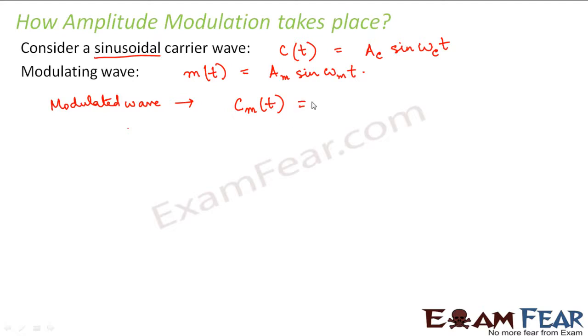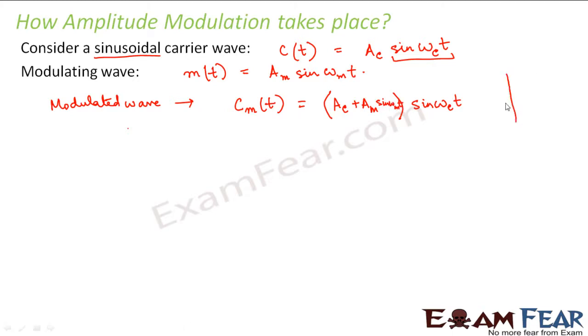So this will be equal to, what will happen? What will change in the carrier wave? Only the amplitude part will change. The remaining part will remain the same. So let us keep the remaining part the same. What will happen to the amplitude part? The amplitude part will change as per this wave. So the amplitude will become AC plus AM sine omega m t.